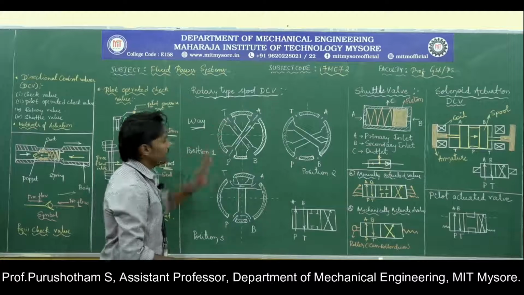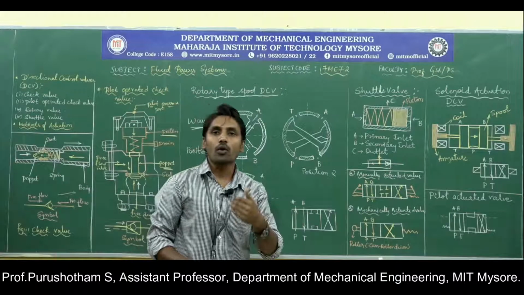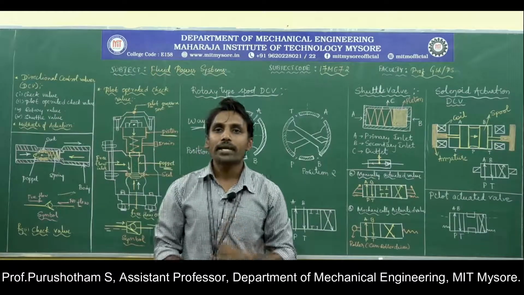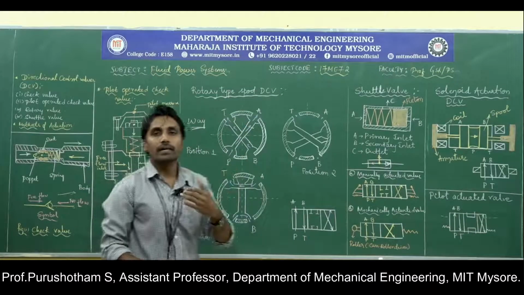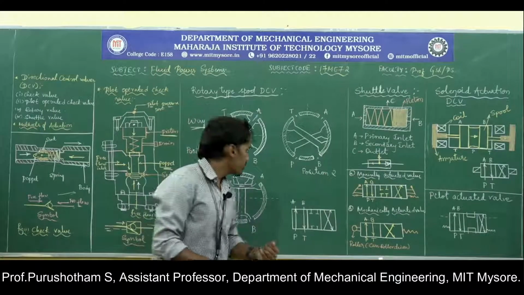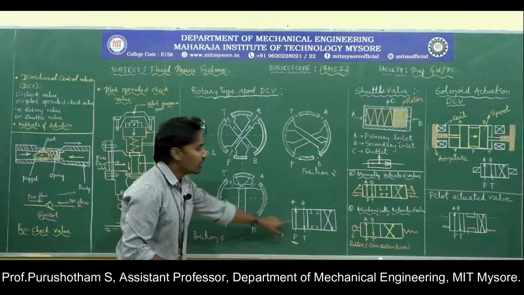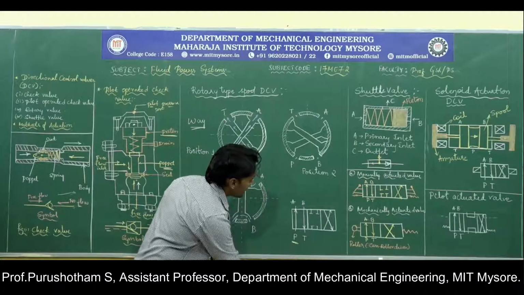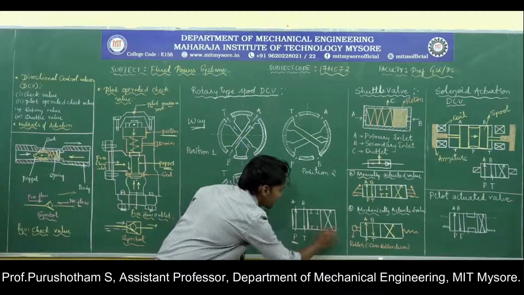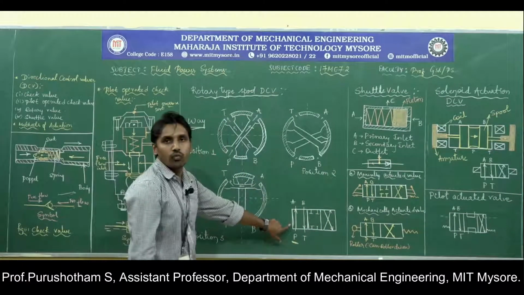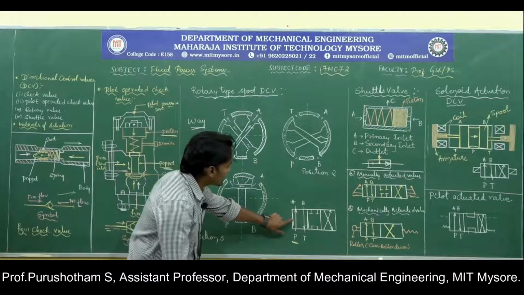Here, these rotary spools are operated manually or mechanically. To rotate the rotary spool, we need to apply some force. Here this will be the representation of the rotary type direction control valve. You can see the three envelopes: a three position, four-way rotary valve.